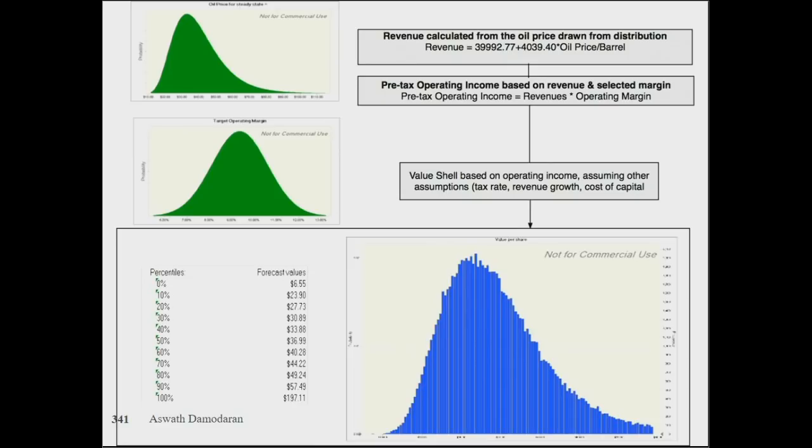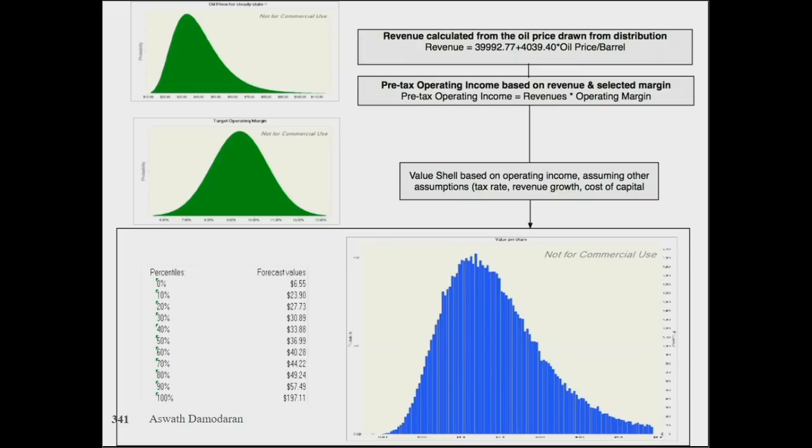I put it back, and I redo it again and again. I think the default in Crystal Ball is 10,000 simulations, but you can make it a million. I just did it to make it a million just to see how long it takes. It takes about 4 minutes for it to run a million simulations. Each time, it plucks a number out and comes up with a different value. The end result, if you look at the very bottom, is a distribution of values for Royal Dutch.